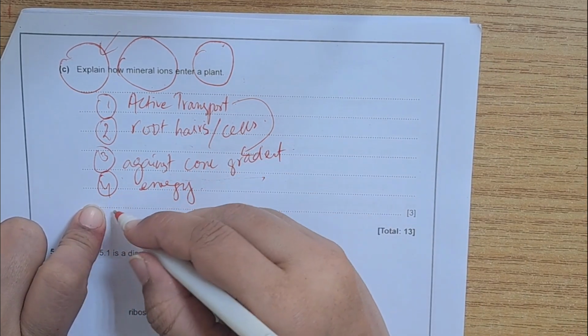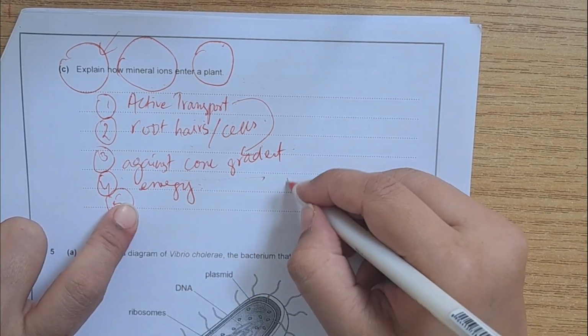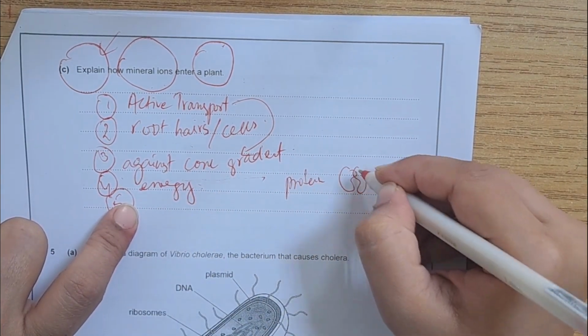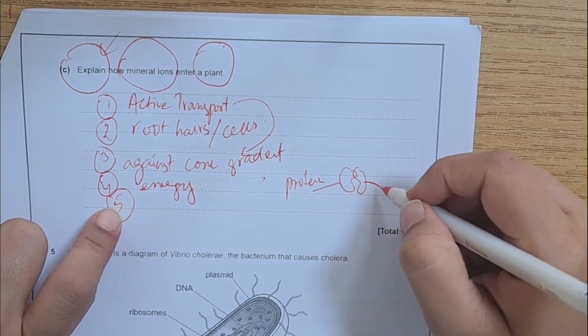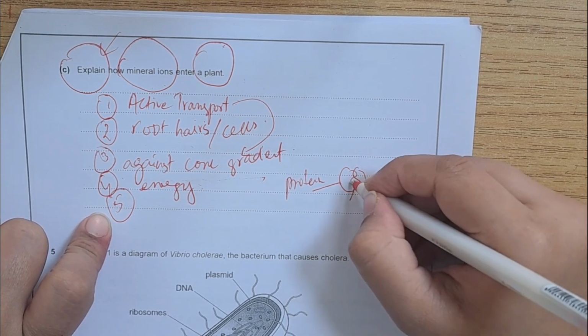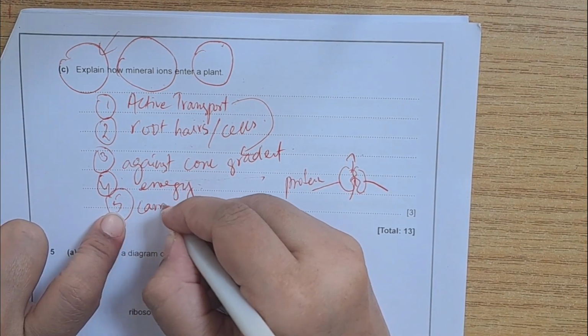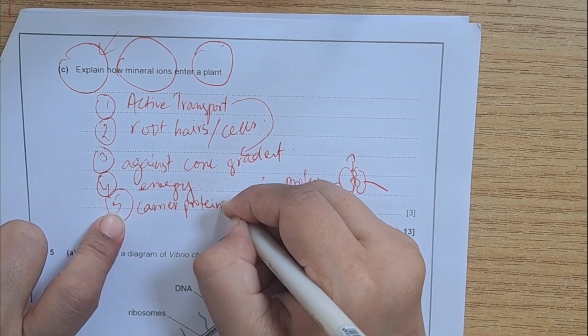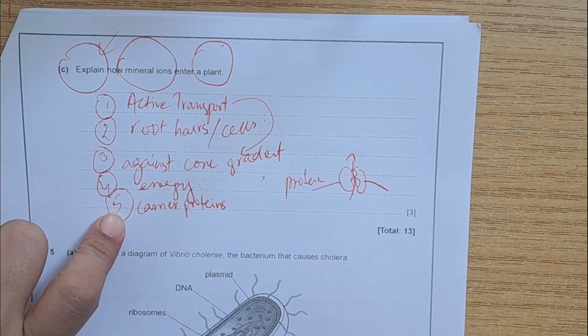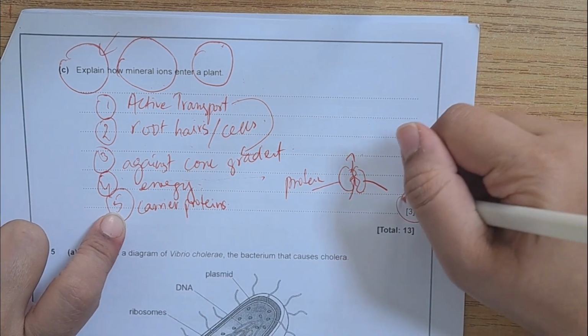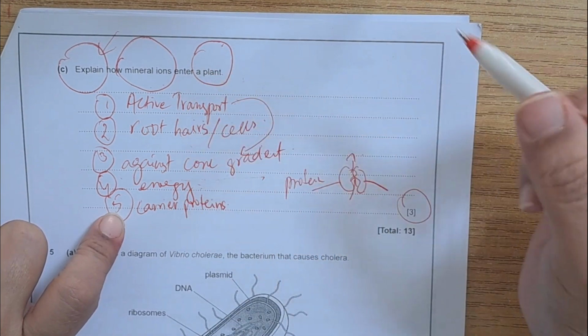And then what else is required? Where is the energy being used? The proteins that are present there. These proteins that are present on the surface of the root hair cells allow the mineral ions to go against the concentration gradient. So you will have to mention the presence of carrier proteins also in the cell membrane of the root hair cells. Okay, so this is what you had to mention. This was for 3 marks. Any 3 of these points would have scored you these marks.